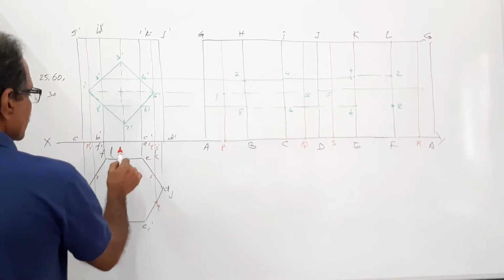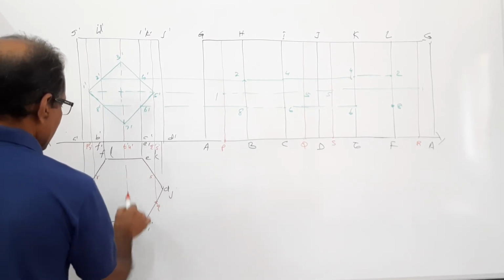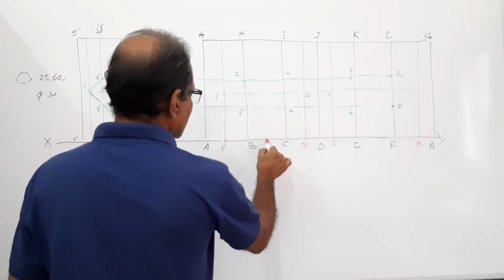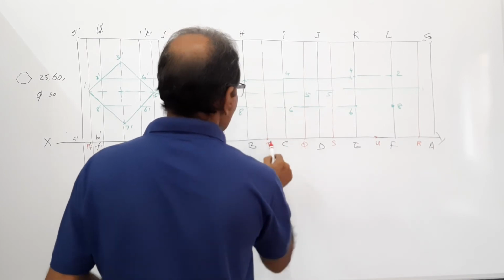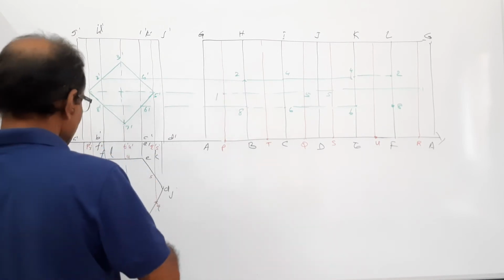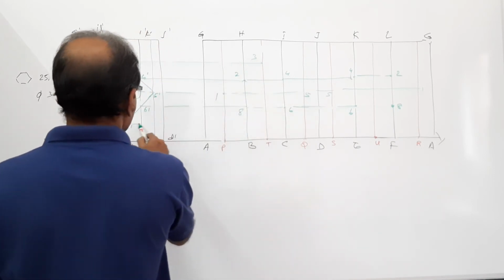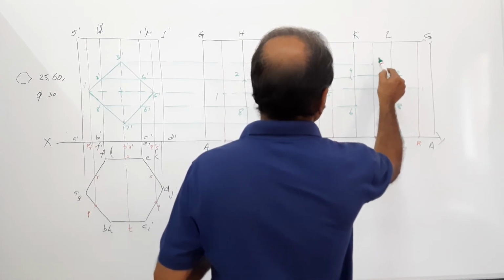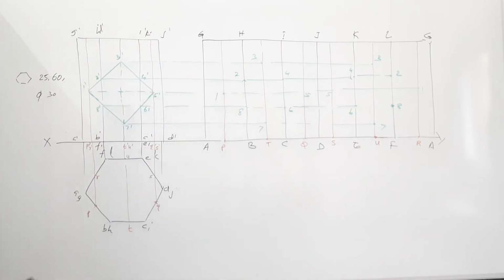P, Q, R, S, T, U. Where is T? On the way from B to C at the center is T. U. Draw vertical lines through them, T and U. Where is 3? 3 is on the vertical line at T at this level. 3, 7, 3, 7.